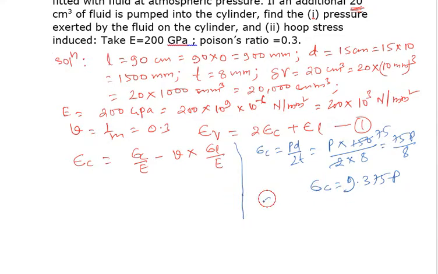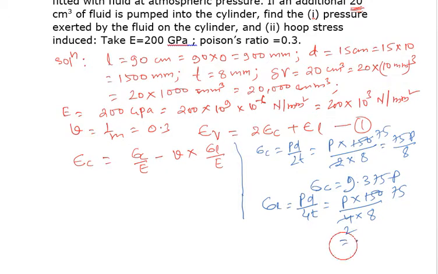Now sigma L, that is PD by 4T. P into D is 150 by 4 into thickness 8. If we divide this value, 75 divided by 16 is equal to 4.6875. So sigma L is equal to 4.6875 P, correct?